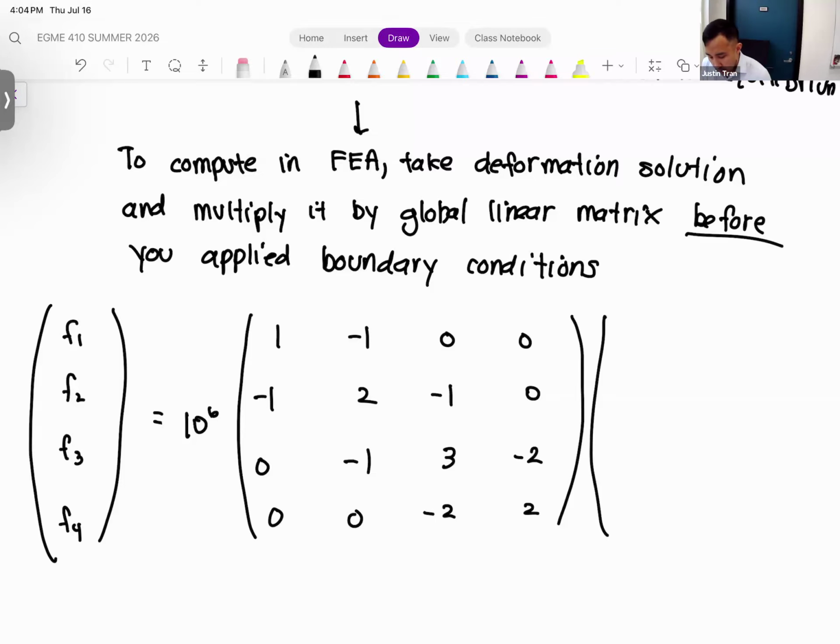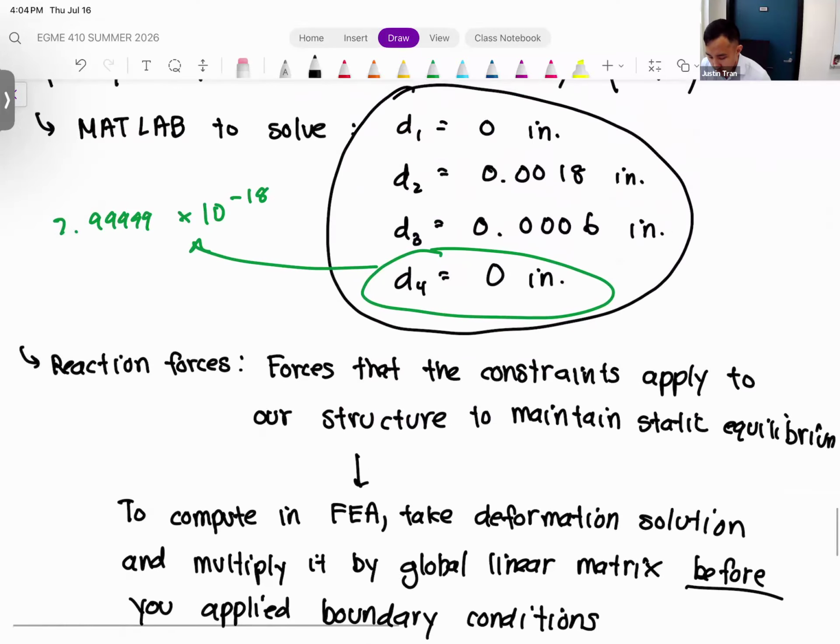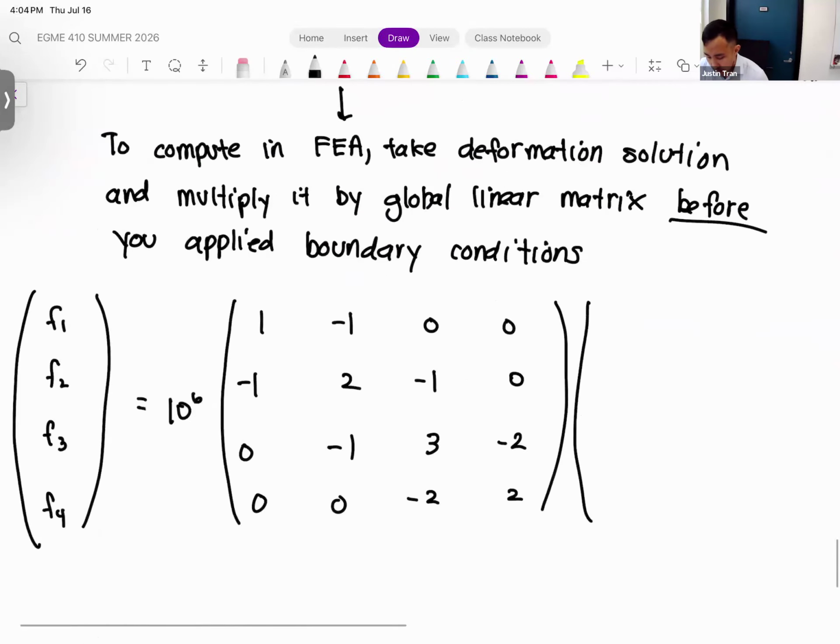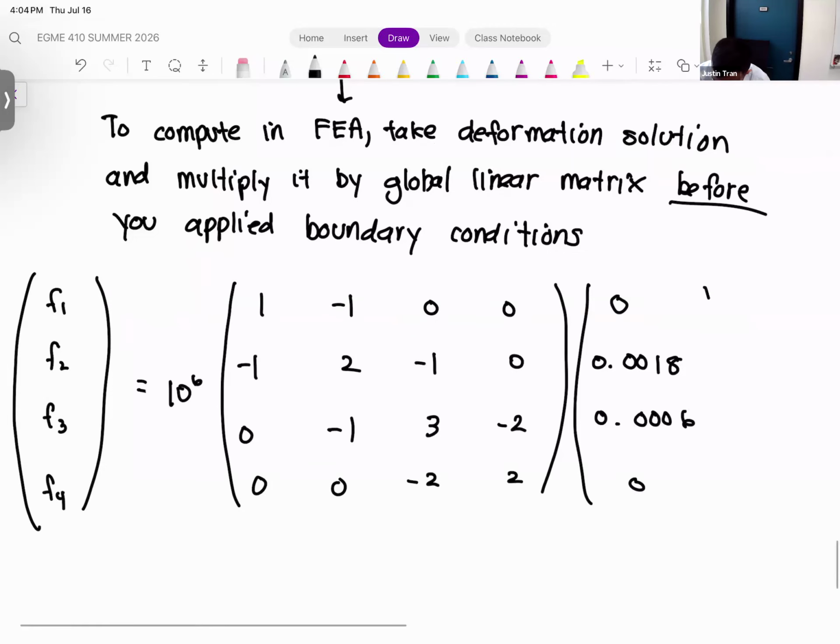We're going to multiply this by our deformation solution, the solution that we just obtained up here. It's going to be a vector: 0, 0.0018, 0.0006, and 0. You don't need any fancy MATLAB operator for this, you just do a matrix vector multiplication. So again, you can do this by hand.